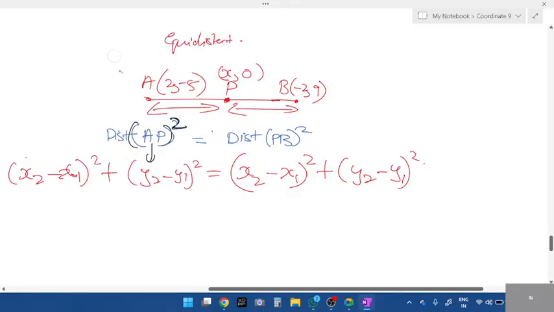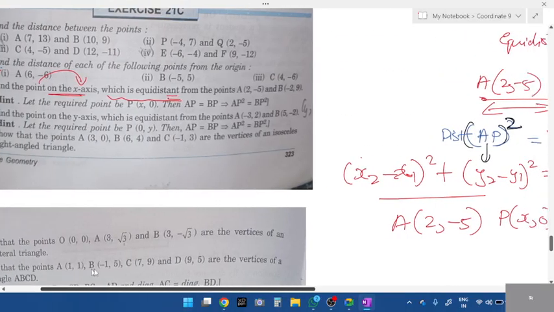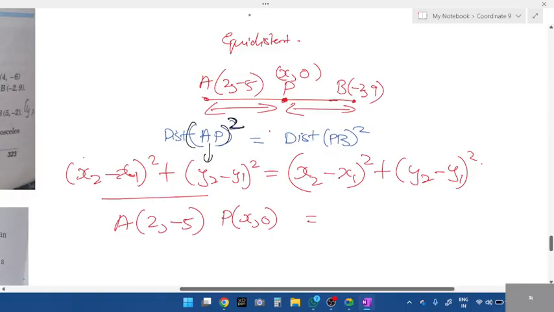Two. Next. AP. This formula is for AP students. What is A value? 2 comma minus 5. What is P value? X comma 0. Find the distance between AP. Okay. BP students. Take this as BP the whole square. AP and BP. So the formula is AP the whole square is equals to BP the whole square.